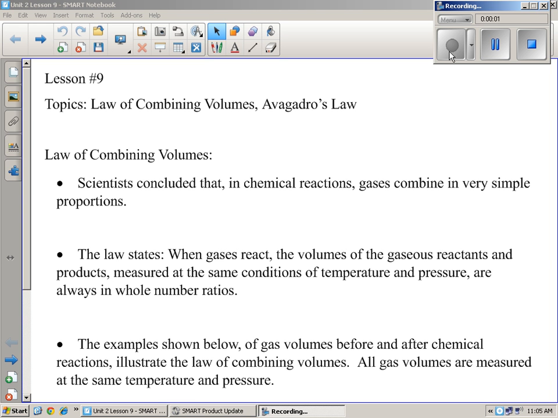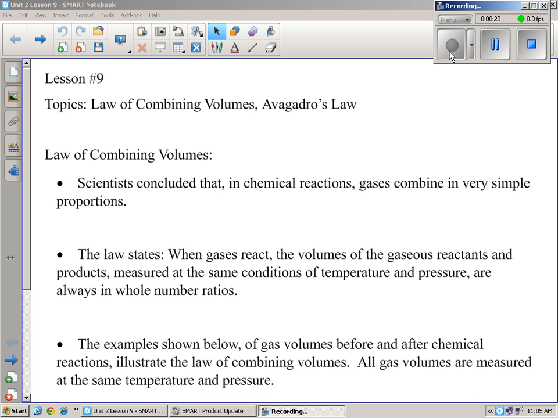and Avogadro's law, which are really the same thing in a way. The law of combining volumes is going to deal with volumes, so milliliters and liters and things like that. Avogadro's law, when you think about Avogadro, we think about molecules and moles. So it's going to be that kind of relationship there. It says here, law of combining volumes.